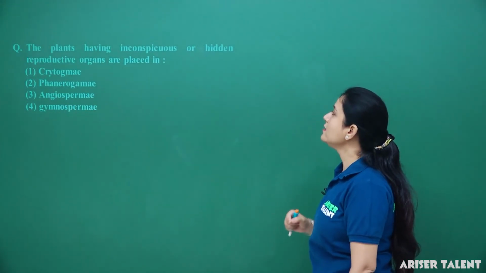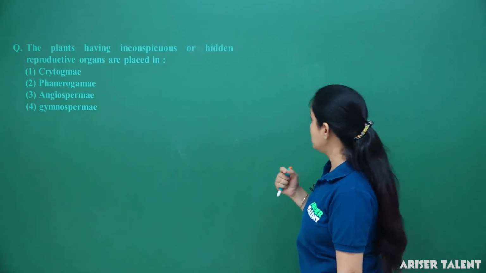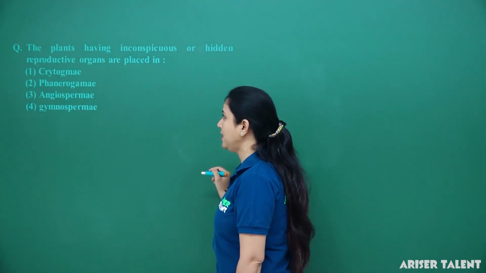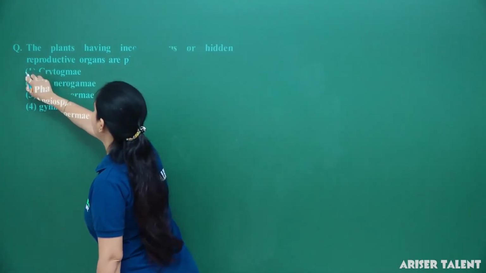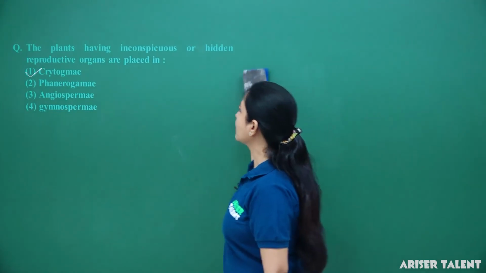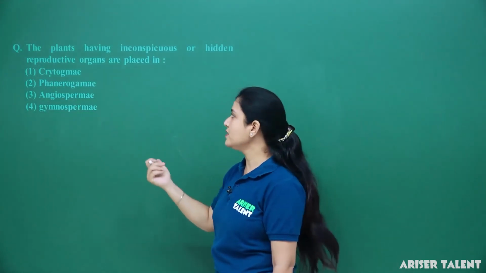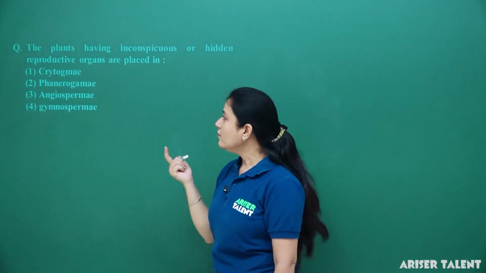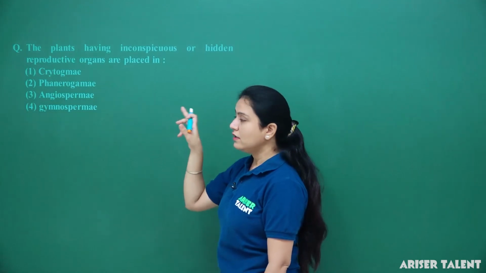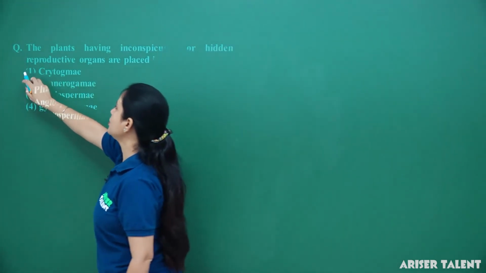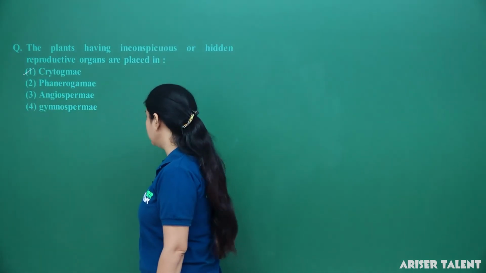Next is, the plants having inconspicuous or hidden reproductive organs are placed in cryptogame. This is the correct option. Why is it so? Because we all know that plants are classified into 2 big groups, cryptogames and phanerogames. Phanerogames have seeds, they have fruits with the seeds. So here the correct option is cryptogame only, option 1.